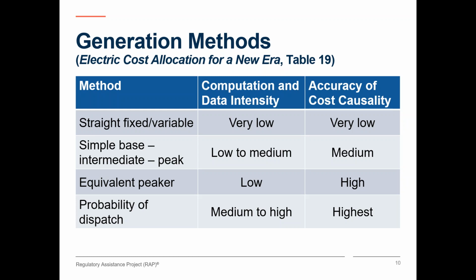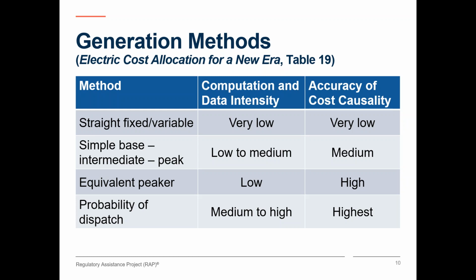Anybody on the call who's done a cost of service study, been involved with a cost of service study, is probably aware of that fact. This slide excerpts just a few of the generation classification and/or allocation methods discussed in the manual, and focuses on just two of the characteristics we discussed for the various methods. These four methods range from the simplistic and arbitrary straight fixed variable, which ignores the nature, rationale, and use of the generation resources, to the base intermediate peak and equivalent peaker, which do differentiate among resource types, at least in terms of classification between demand and energy drivers, to probability of dispatch, which looks at the hourly use of each resource type.